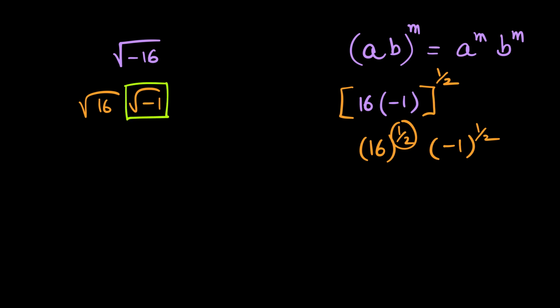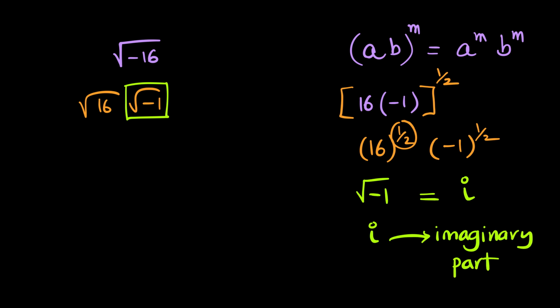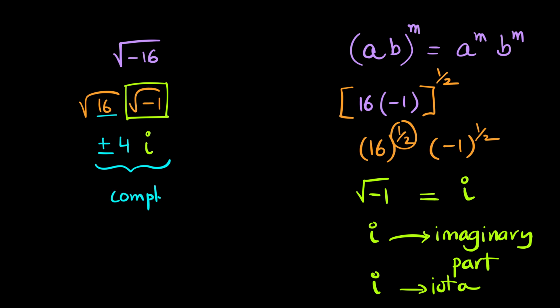Now that is the beginning of complex numbers. The square root of negative 1 is defined as the symbol i. i stands for the imaginary part, and i is known as iota. So the square root of minus 1 is denoted as i, and the square root of 16 is denoted as plus or minus 4. So altogether, what we have is a complex number. Now, the square root of a negative number gives rise to a complex number.